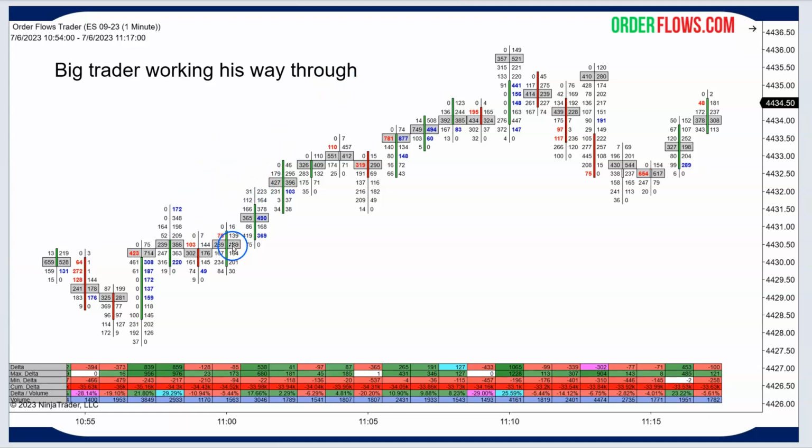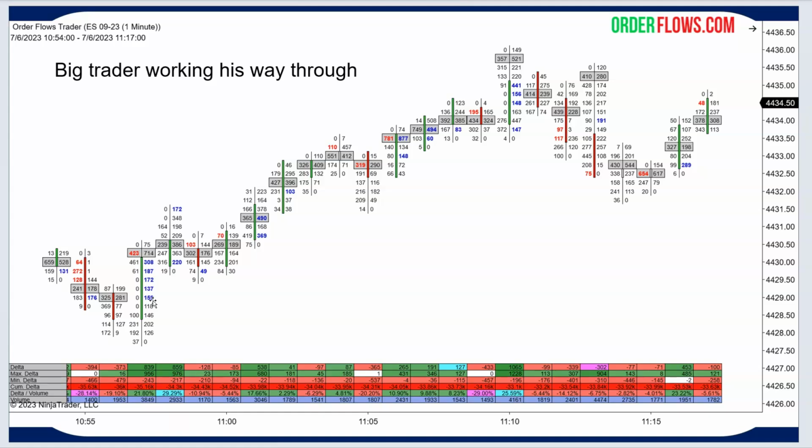So, for example, in this chart right here, you can see that there's a big trader working his way through with a big order. How can I tell? Okay, well, obviously the imbalances, right? It starts with a sweep oftentimes. They sort of want to front load their order, right? Say a trader's got 5,000 E-minis to buy, right?